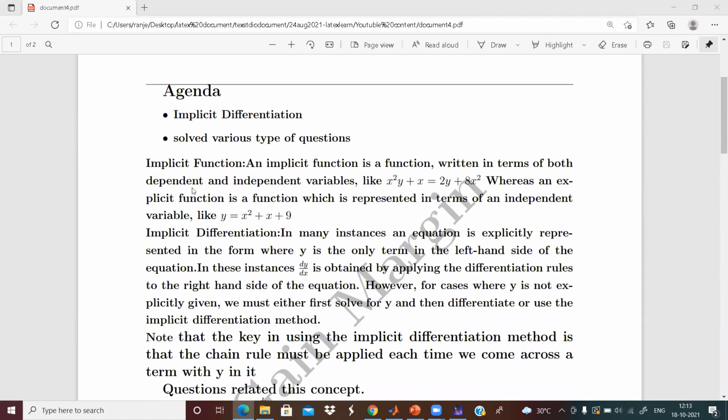So what is an implicit function? An implicit function is a function written in terms of both dependent and independent variables, like x square y plus x is equal to 2y plus 8x square, whereas an explicit function is a function which is represented in terms of an independent variable, like y is equal to x square plus x plus 9. So sometimes an implicit function we can write also as an explicit function. Sometimes it is not possible.